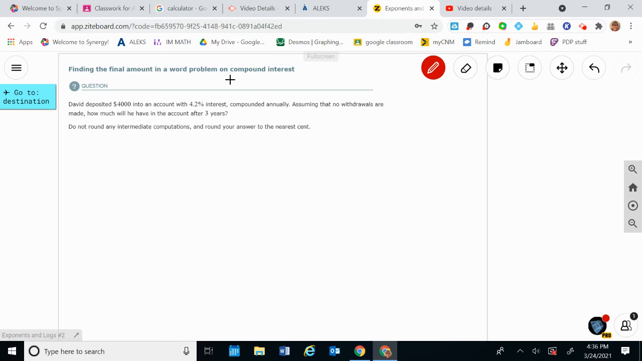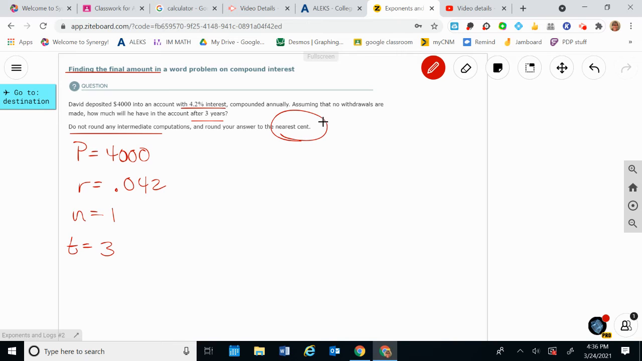All right, finding the final amount in a word problem on compound interest. David deposited 4,000 into an account with 4.2 interest, compounded annually, assuming no withdrawals are made, 3 years. T equals 3. Do not round any intermediate computations, and then round your answer to the nearest penny, nearest cent.